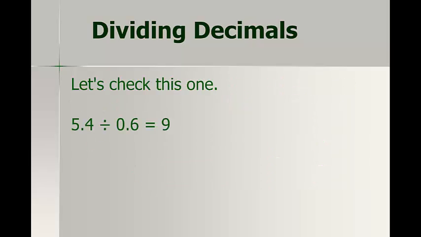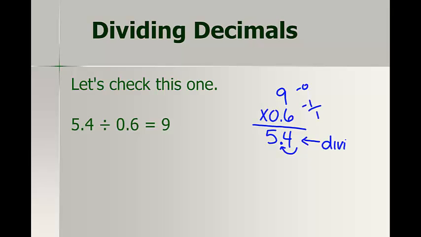So let's check it. First thing we do is multiply 9, our quotient, times 6/10, which is our divisor. 9 times 6 is 54, and now we need to place the decimals. 0 decimals there. 1 decimal means I move it in from the back 1 space. 5 4/10. Great. That's the same dividend that we started with.